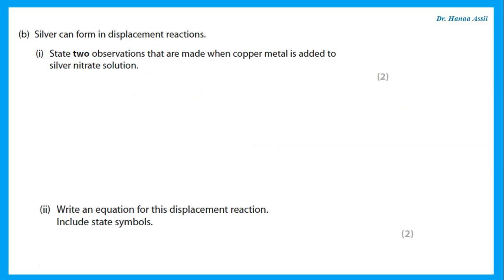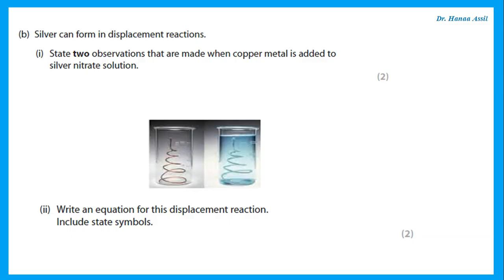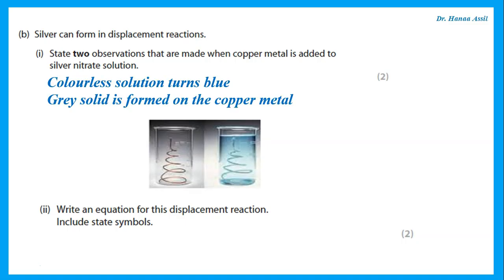Silver can form in displacement reactions. State two observations that are made when copper metal is added to silver nitrate. Remember that copper is a more reactive metal than silver. So copper would displace the silver, and what you will see would be the formation of a copper solution, and copper solutions are blue, and the formation of a gray solid on the copper metal.